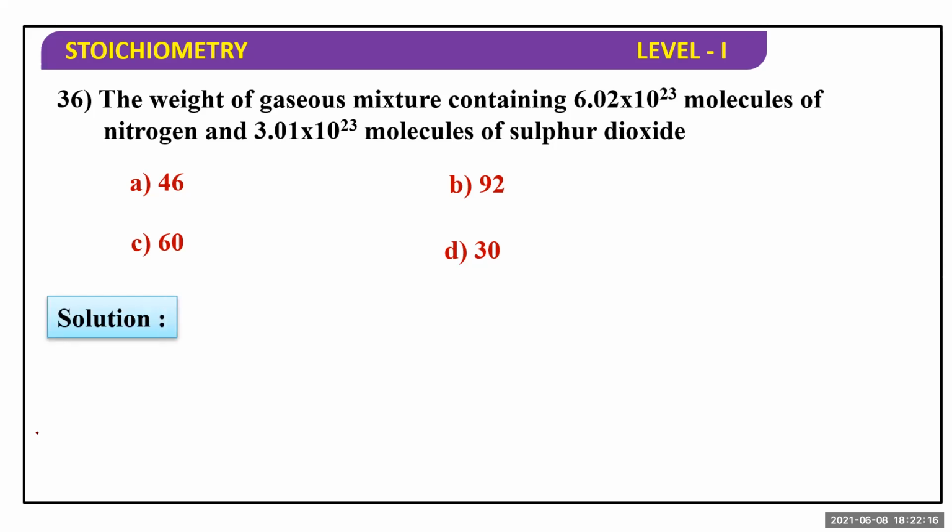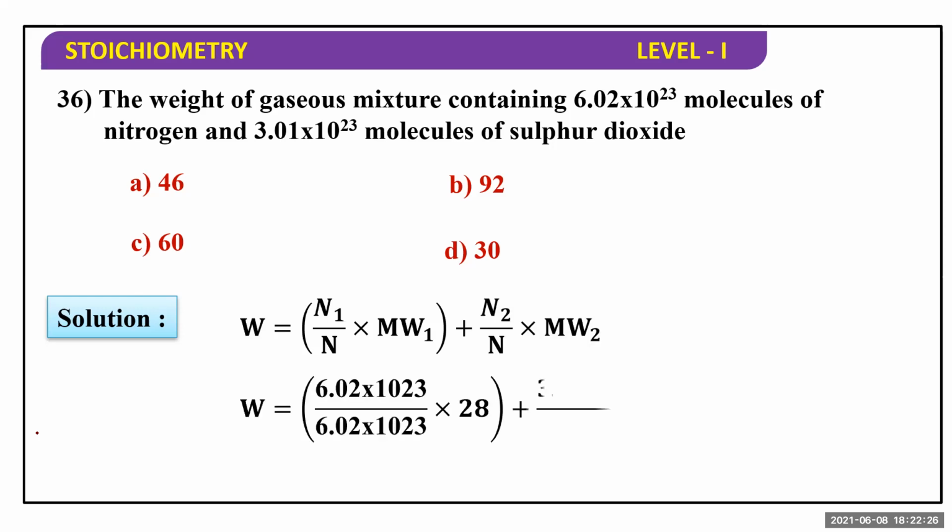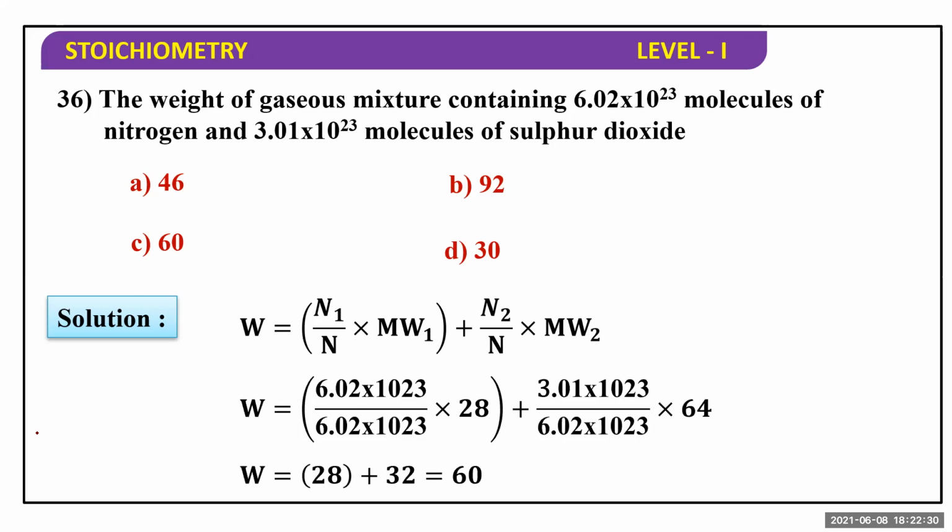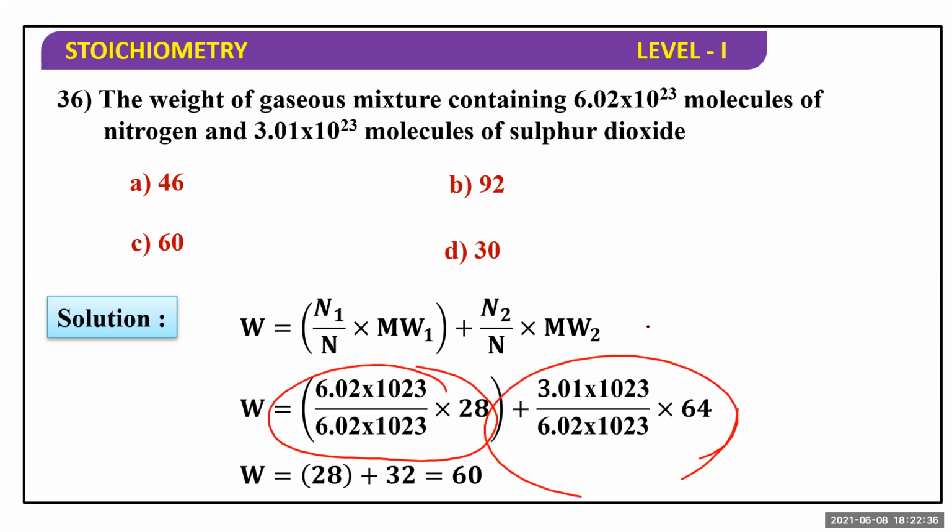So weight of gaseous mixture: nitrogen means 28 gram. And weight of sulfur dioxide is number of molecules divided by Avogadro number into 64, the molecular weight. Clear? So this is 60. C is the correct.